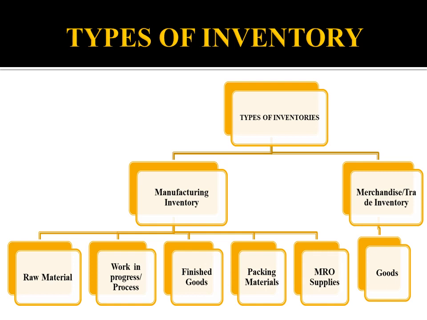This figure shows the classification of inventories. Basically, the inventories are classified as manufacturing inventory and merchandise inventory. The manufacturing inventory is again classified or sub-listed as raw materials, work in progress, finished goods, packing materials, and MRO supplies. MRO supplies means maintenance, repair, and operation supplies. And the second type of inventory is merchandise or trade inventory, which includes goods only.